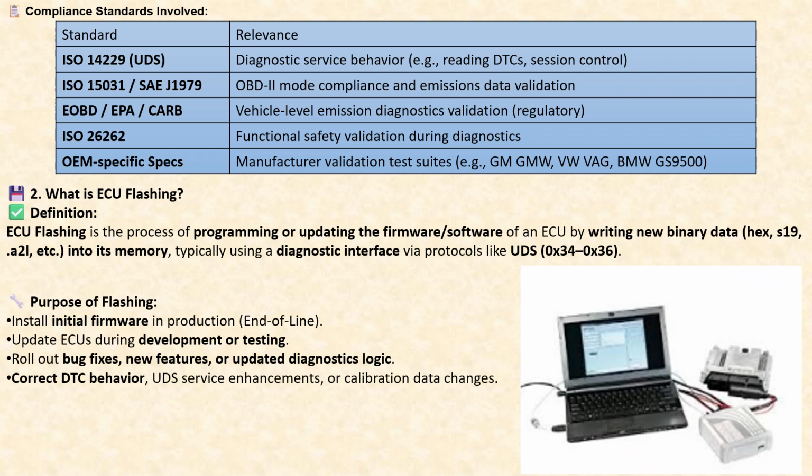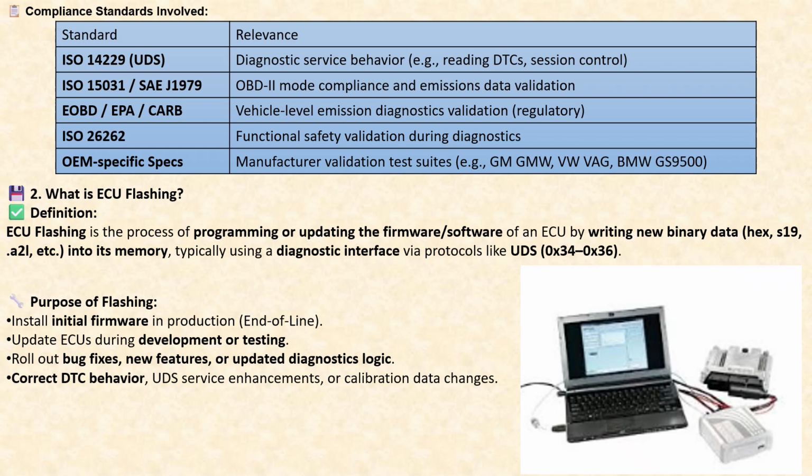Example, GMW for General Motors, VAG for Volkswagen, and GS 95000 for BMW. These are the OEM specific specifications that need to be complied with before the vehicle is released into the market.